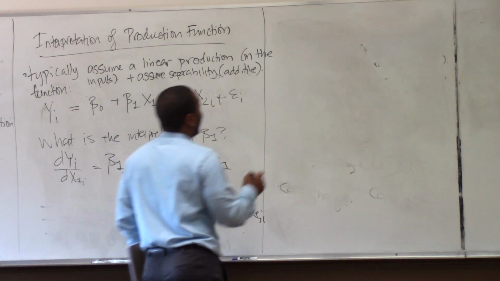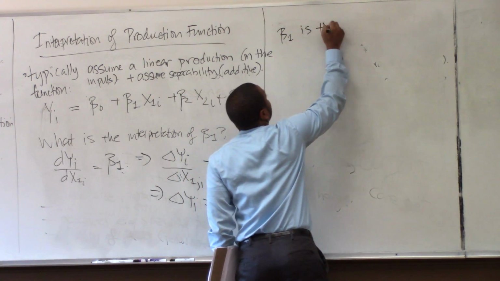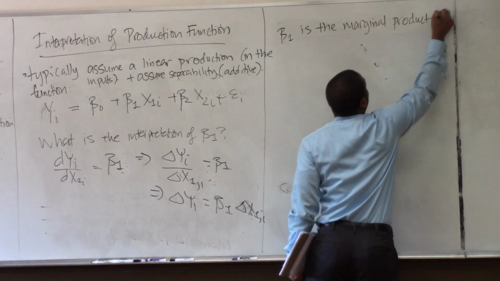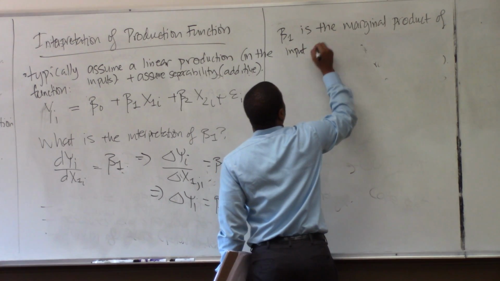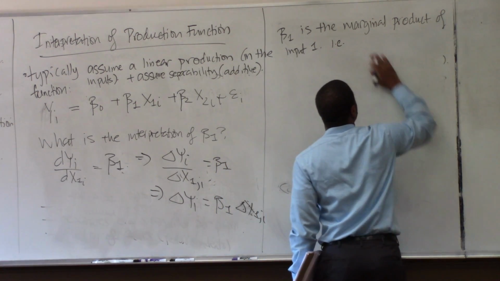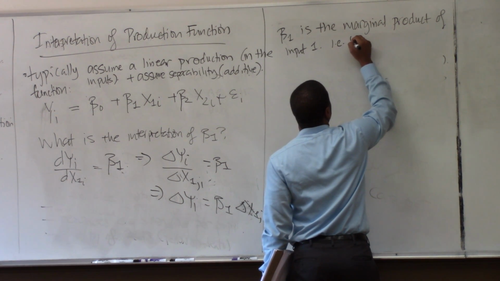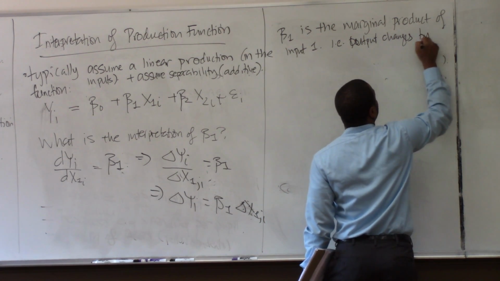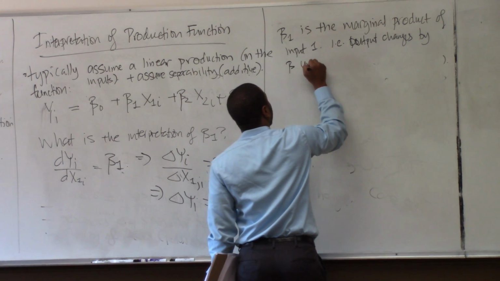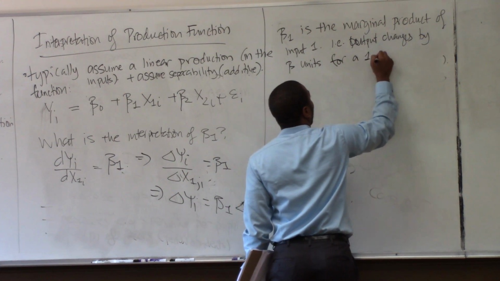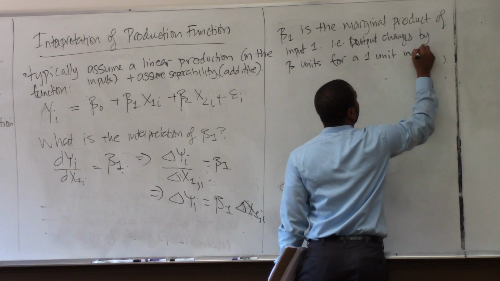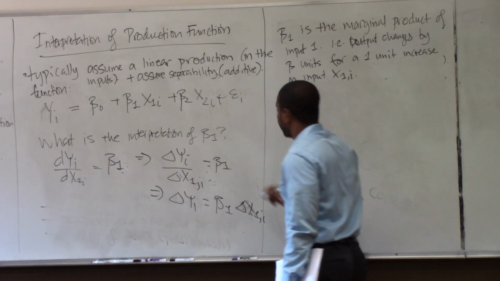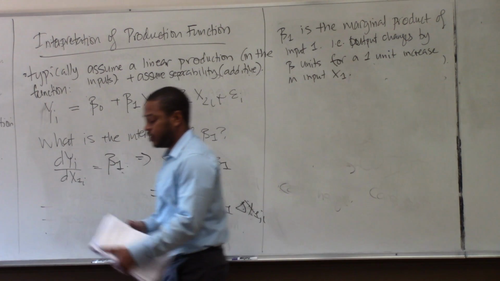So this beta 1 is the marginal product of input 1, i.e. output changes by beta 1 units for a 1 unit increase in input x1i. Input x1. The i just is an indicator for the person.